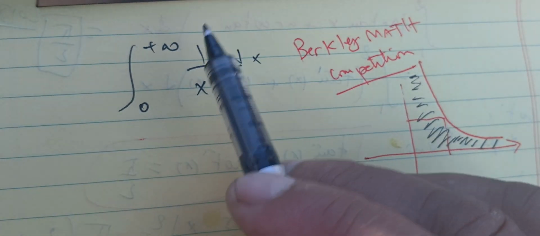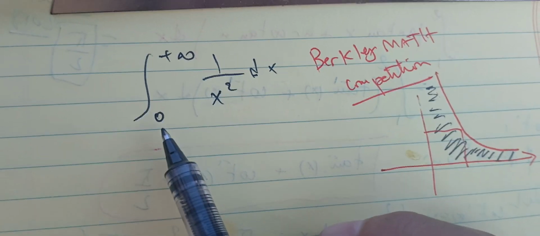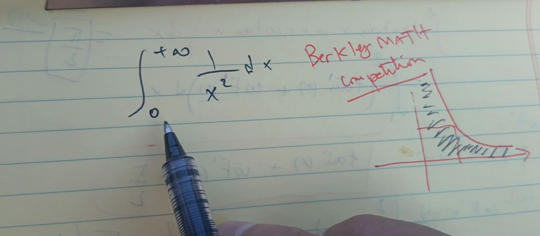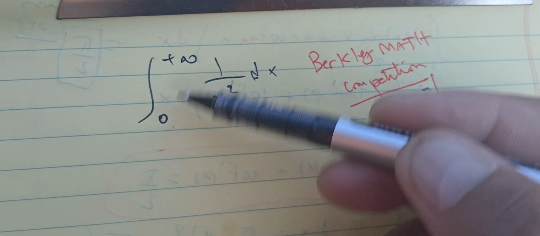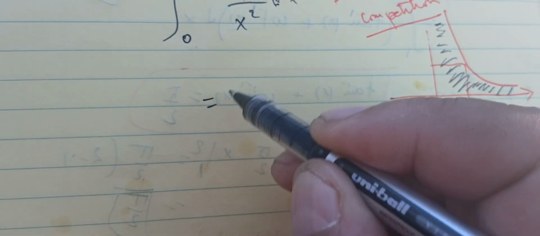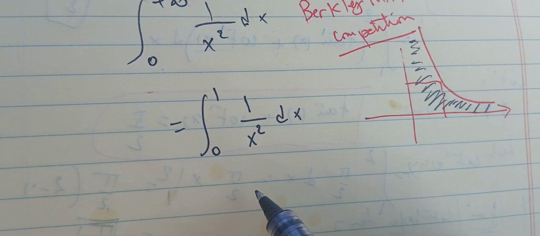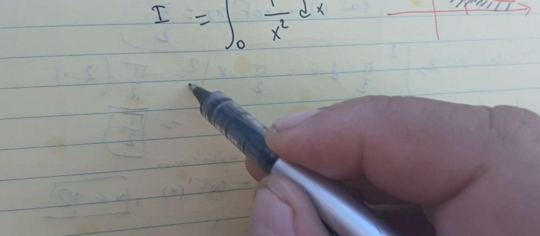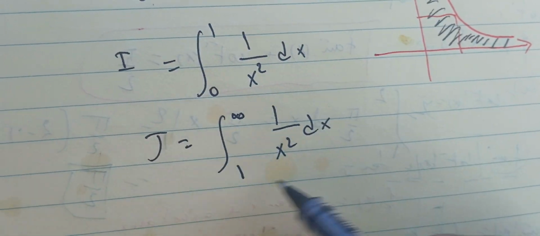To start with these improper integrals, we see if there is a problem at the bounds. Here we have a problem at 0 and a problem at infinity. So we're going to split this integral into two. The first is the integral between 0 and 1 of 1 over x squared dx. Let's call this one I, and the other one J, between 1 and infinity of 1 over x squared dx.